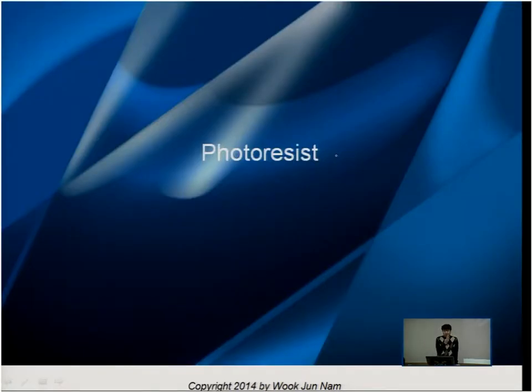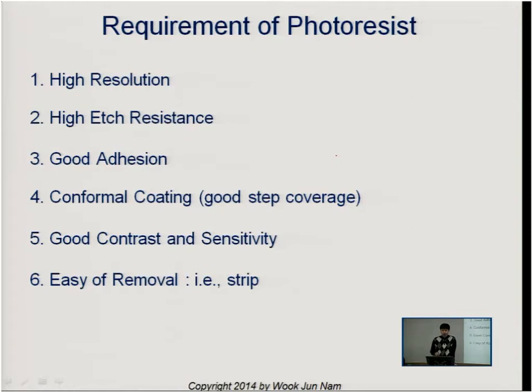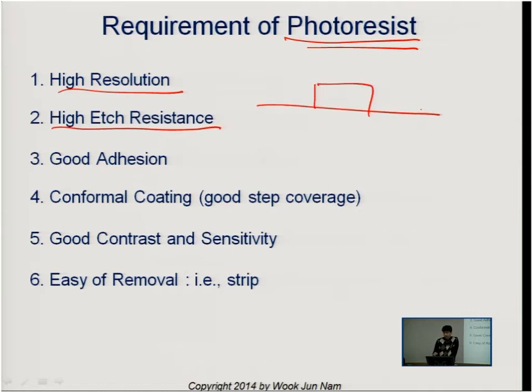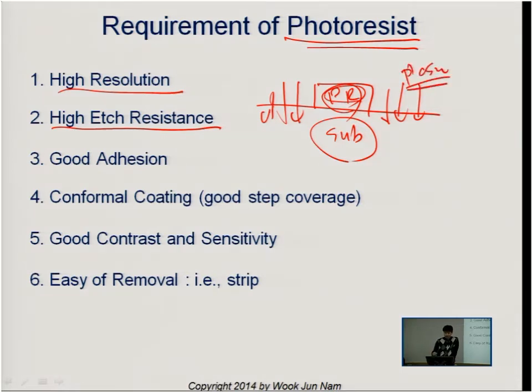So let's talk about the photoresist. What is a good photoresist? It should offer high resolution and high etch resistance. After doing the patterning, after the lithography process, we want to etch the material underneath the pattern. In this case, we want the photoresist to have the highest resistance to whatever etching step, could be plasma or wet etching.